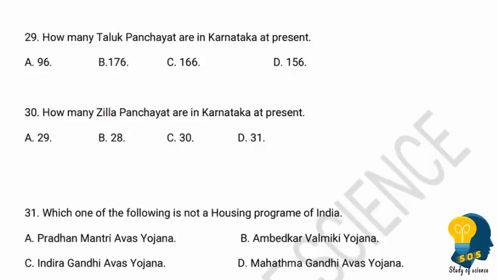How many Jilla Panchayats are in Karnataka at present? And the options are A. 29, B. 28, C. 30, D. 31. And the right answer is C. 30.